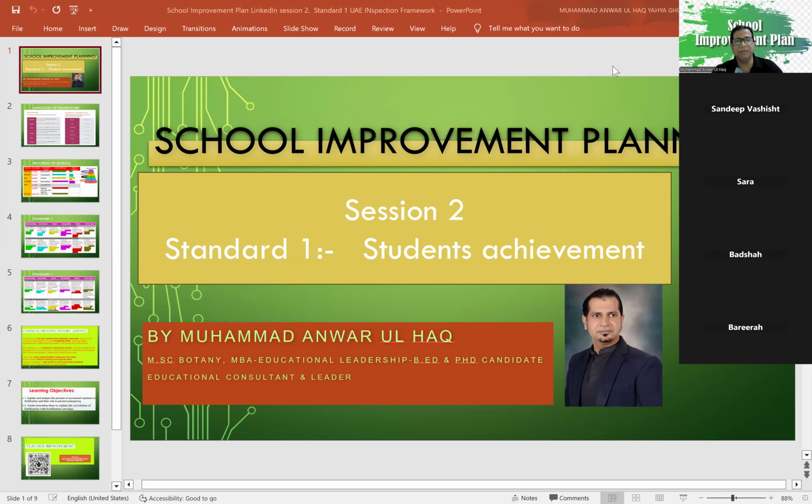Today we'll go deep into school improvement planning and discuss how the UAE inspection framework is related to school inspection and how they evaluate different standards. The basic standard we are going to discuss is a very important standard for any inspection happening within the UAE, and also for international accreditation agencies like Cognia, who are doing their inspections. Most of these things are related to them also.